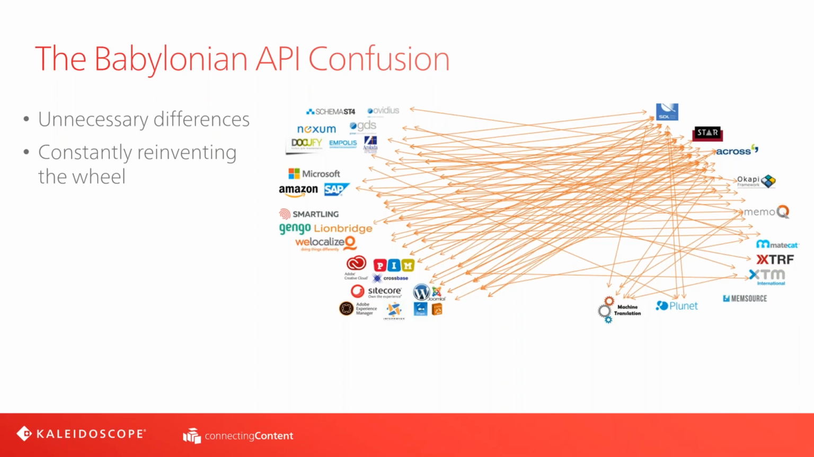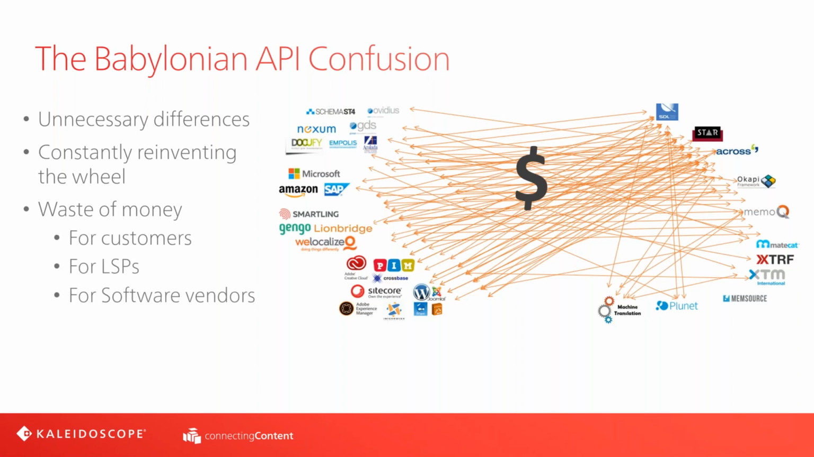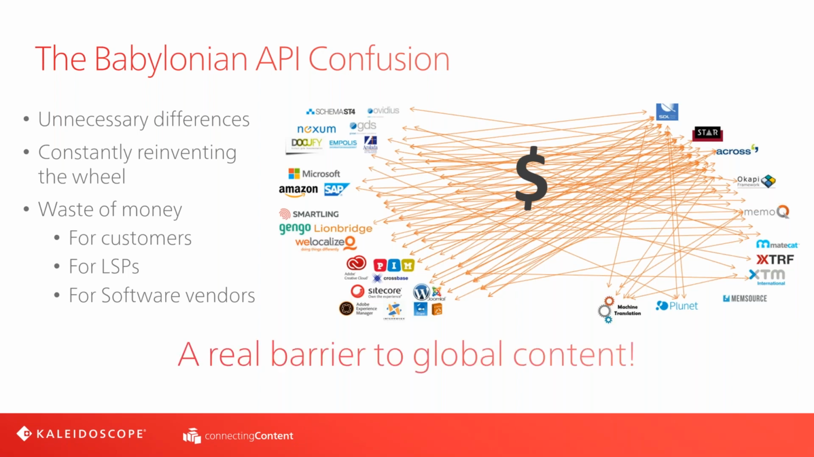So the poor localization engineer has to understand hundreds of APIs at the end of the day. We're constantly reinventing the wheel, because if, I don't know, these people talk to these people, they might implement differently and not use all the things that these people already learned when they implemented that interface. So we're constantly reinventing the wheel here. And it's just at the end of the day a waste of money for all three parties, really, for customers, for LSPs, and for the software vendors.